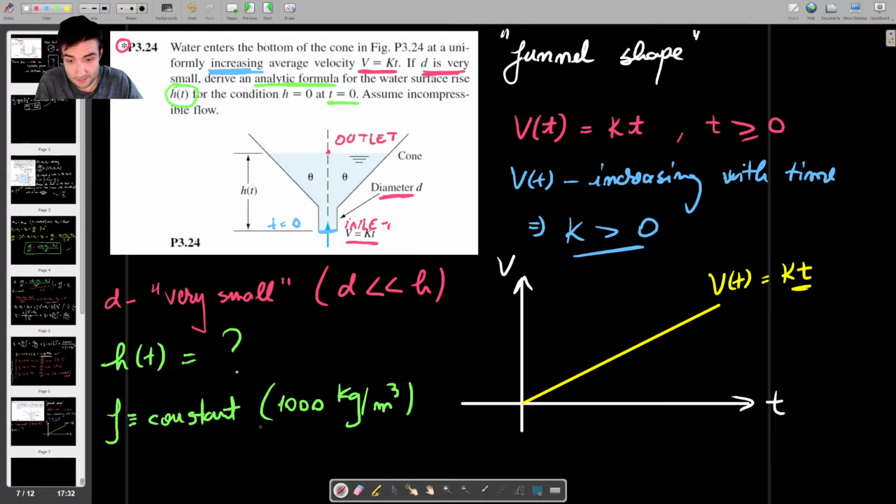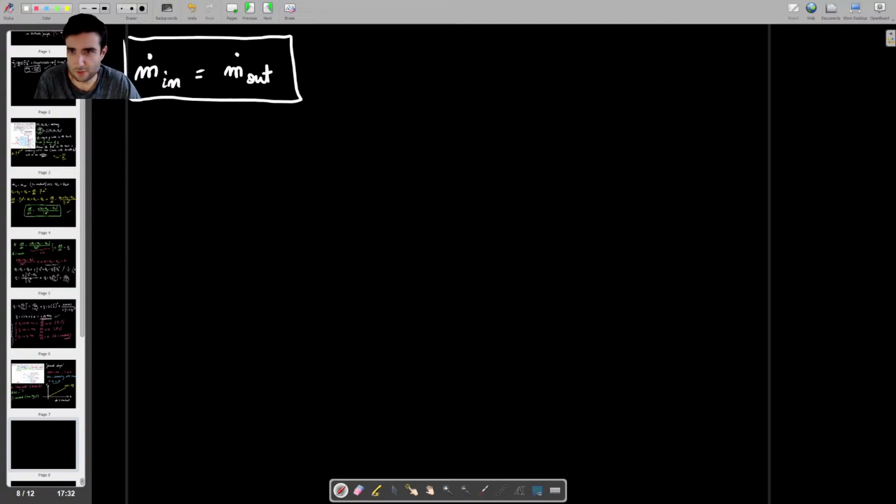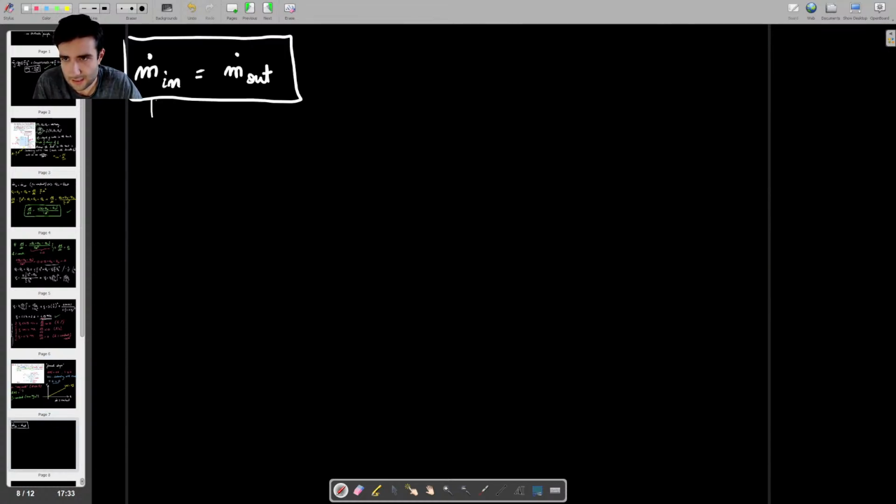Right? And I must have mass constant, so the mass flux or the mass flow rate has to be constant, which is the same as saying that mass flow rate in is equal to mass flow rate out. Okay, so this is going to be my starting point for all this stuff. So let's try to write some things down that we know. So the mass flow rate in, this is going to be based on the inlet, obviously, right?